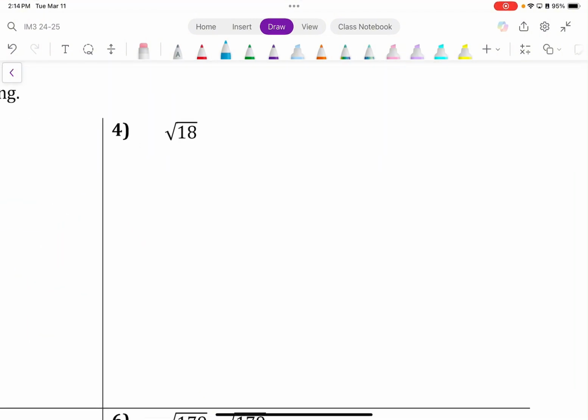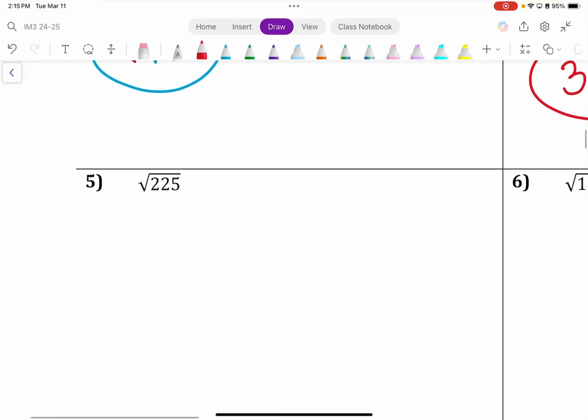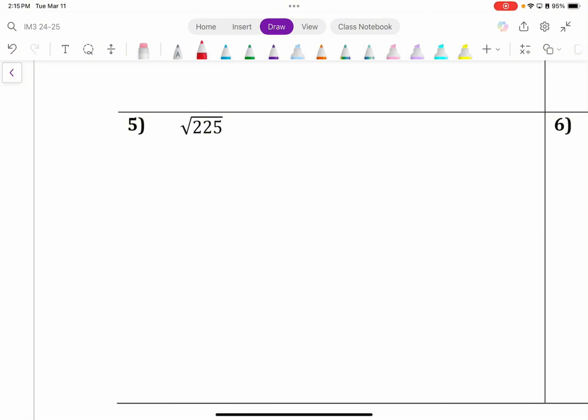Let's try this one. Radical 18. What can I split 18 into? 9 and 2. Are either of these two perfect squares? You sure? 9 is a perfect square. What's the square root of 9? 3. 2 cannot be reduced. 2 stays inside the radical. Okay. What about 225? Is 225 a perfect square?